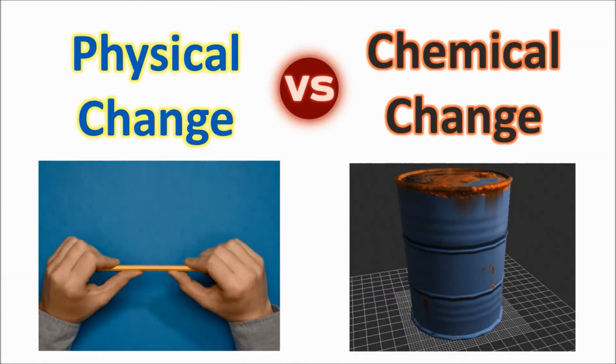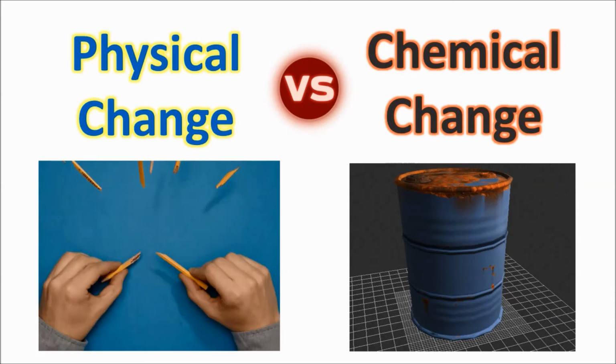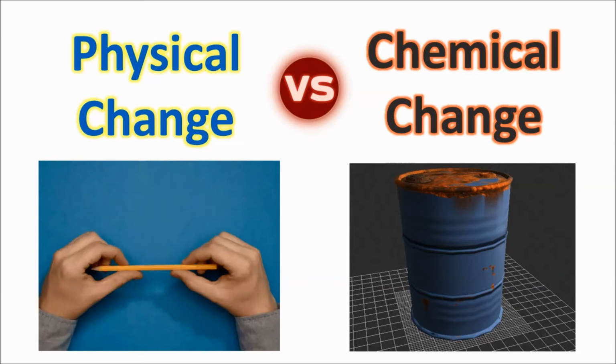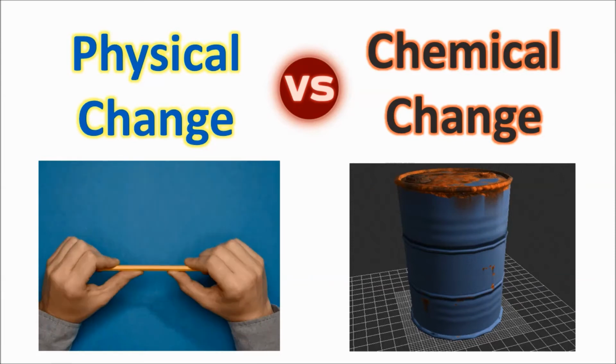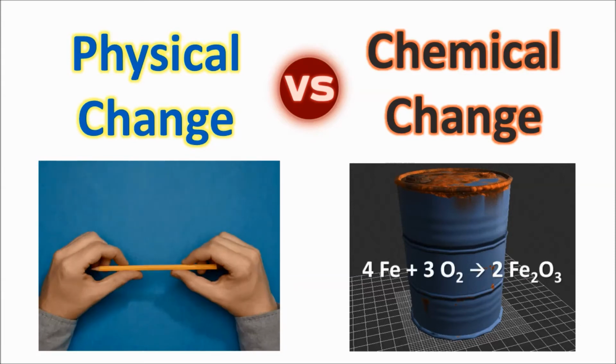Before now, it's been difficult to define chemical changes, but now that you speak chemical formula and chemical equation, the difference is so much easier to understand. A chemical change only occurs when chemical formulas of substances are changed.